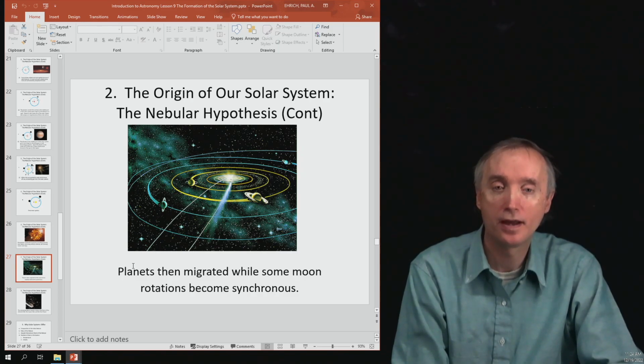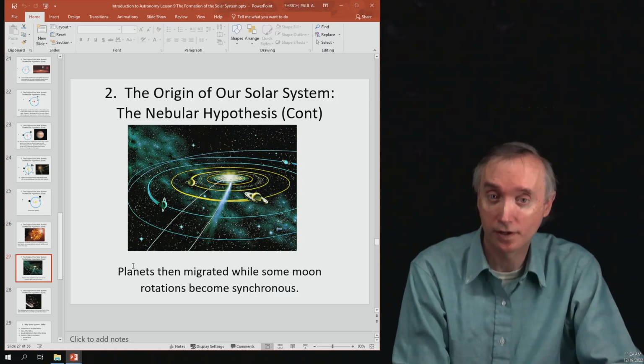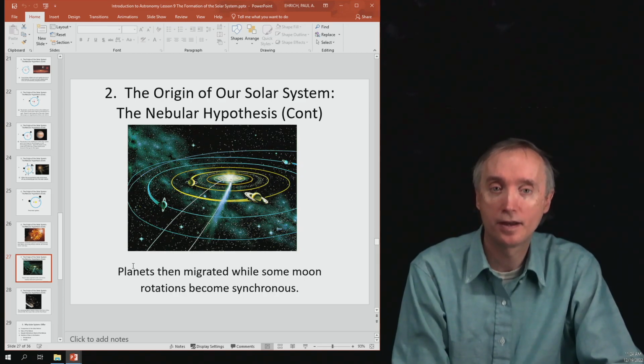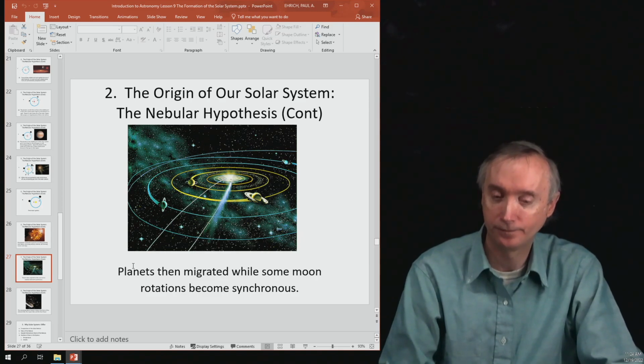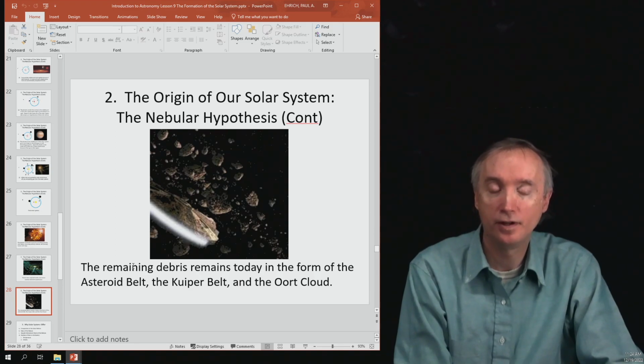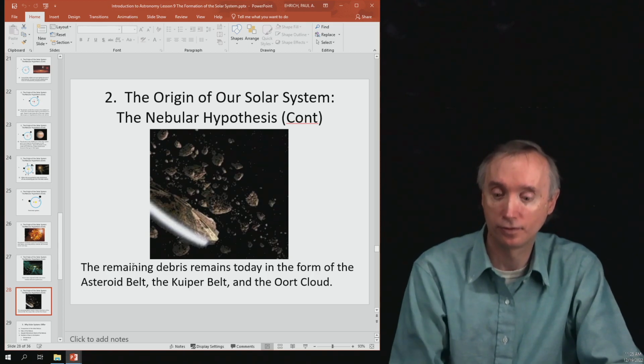We talked about that in lesson number 14, when we said that Jupiter had the ability to get closer to the sun and then to get further away from the sun. For right now, we're not going to talk about that, but we will when we review lesson number 14. The remaining debris is in the asteroid belt between the orbits of Mars and Jupiter, the Kuiper belt, which is outside the orbit of Neptune, and then the spherical Oort cloud, which surrounds the entire solar system.